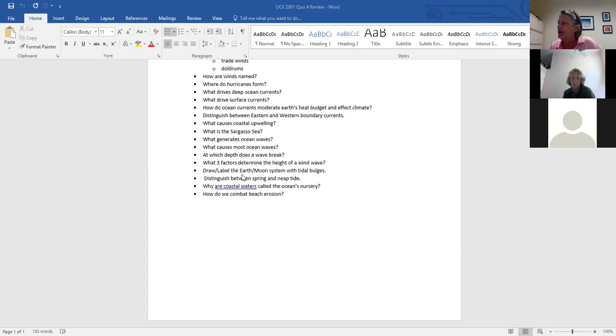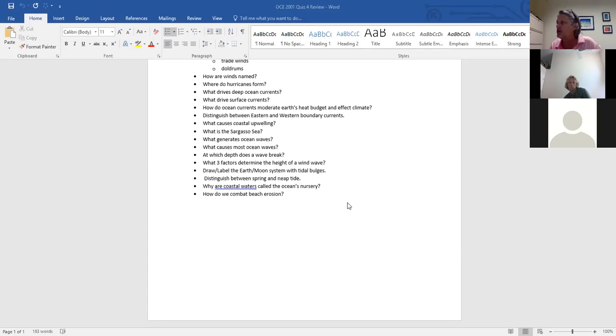You should be able to draw and label the Earth-Moon system with its tidal bulges, and you should also be able to relate the sun's gravity between spring and neap tide. Also, make sure you can correlate lunar phase. A high spring tide would correspond with a new moon or a full moon.